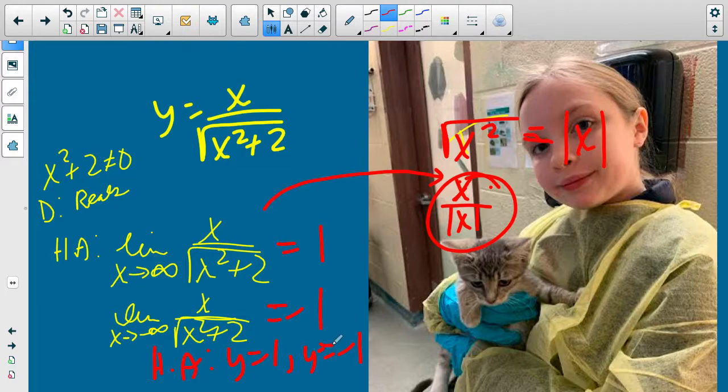All right, so we're doing end behavior. Now I have a horizontal asymptote at 1 and a horizontal asymptote at negative 1. Square root of x squared led us there, plus or minus and all that.